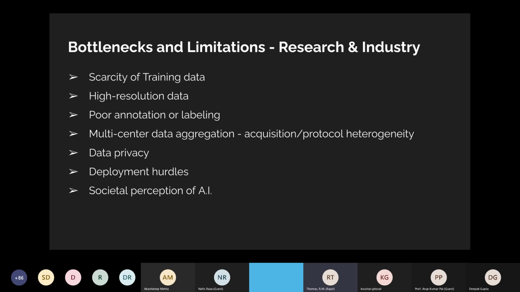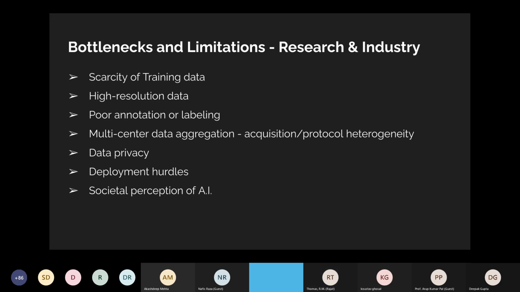Then comes deployment. We can do all the research we want, right? Get the perfect model and so on and so forth. But if you can't put it to use, there's no point in working in this field, right? If you cannot make sure that it's helpful to somebody, that brings us to deployment. So how do you actually integrate this into the system, the hospital?